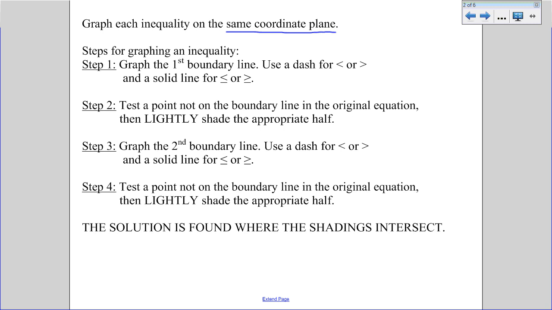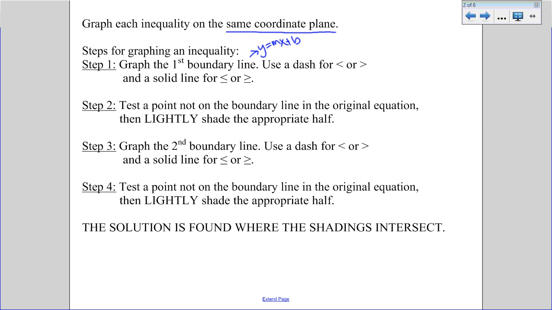You're going to graph the first boundary line. And what I'm going to recommend is y equals mx plus b. So solve for y, get it in y equals mx plus b form, and graph your slope and y-intercept. And then use a dash line for greater than or less than, so that you're not closing in that circle. And then a solid line closed in for less than or equal to and greater than or equal to.